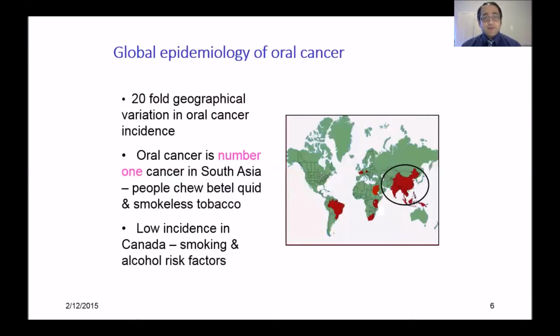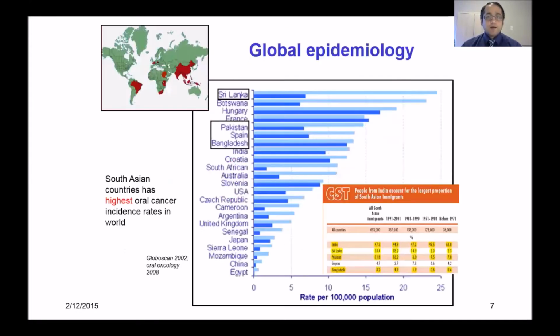If we look at the epidemiology of oral cancers, these are the same countries that have the highest rates of oral cancers. Because in China, the prevalence of smoking is very high. And in India and South Asian countries, people are chewing betel quid and smokeless tobacco.